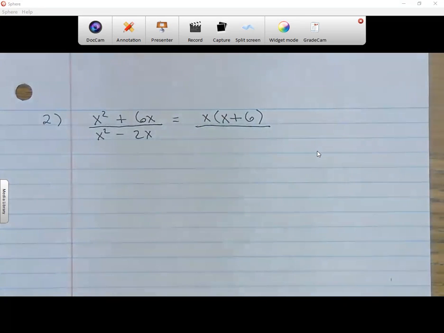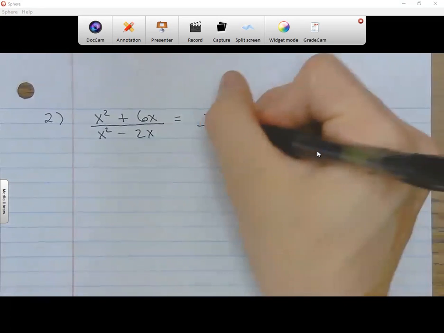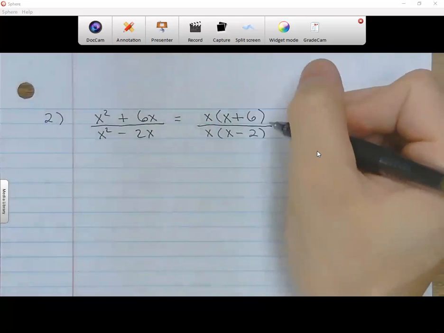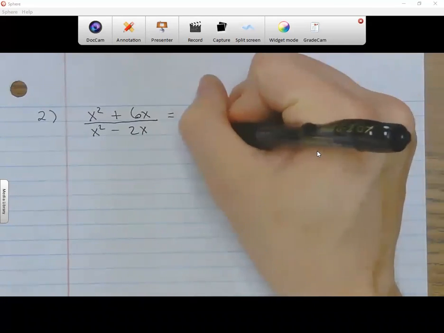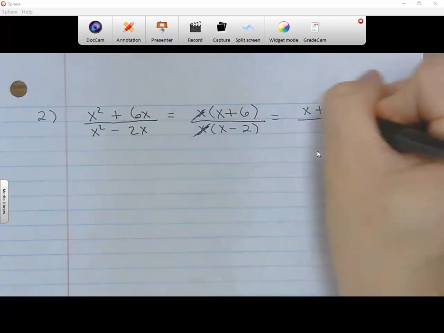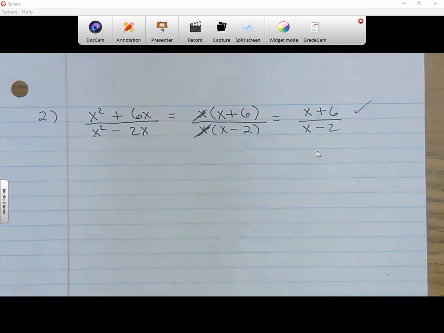How about the bottom? What can I take out from both of those? Same thing, right? I can take out this x. When I do that, I'm left with x minus 2, as you probably guessed. So now, what's the same thing on the top and bottom? It would be that x. So I can cross those out. And then what am I left with? X plus 6. On the bottom, I have x minus 2. And that's it. I can't do anything more. So that's number 2.